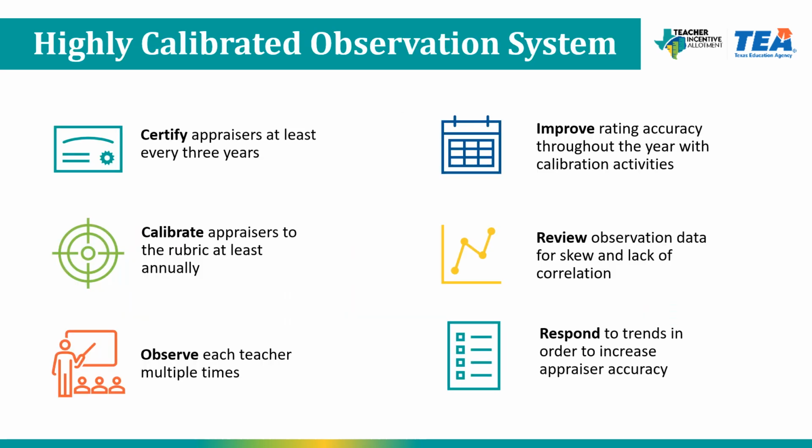Single appraiser districts, like other districts, have several things to consider as they develop a local designation system. It must meet statutory compliance, fit within the district context, and ensure valid and reliable data is collected to support accurate teacher designations. A reminder that all districts, regardless of their size, must have these 6 components in place in order to obtain valid and reliable teacher observation data.